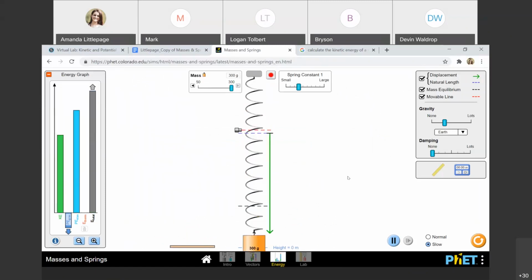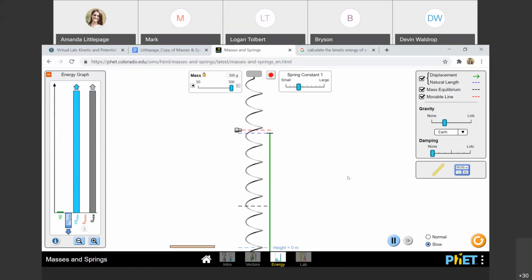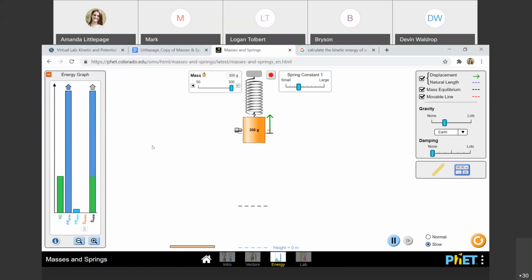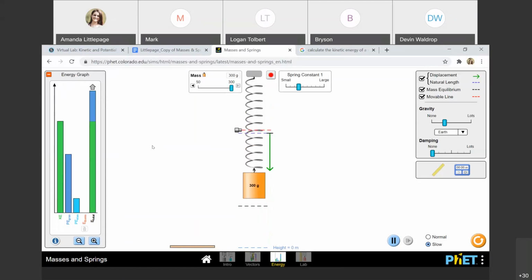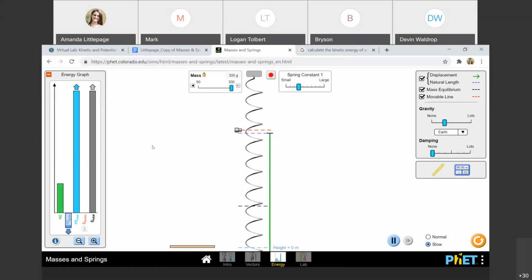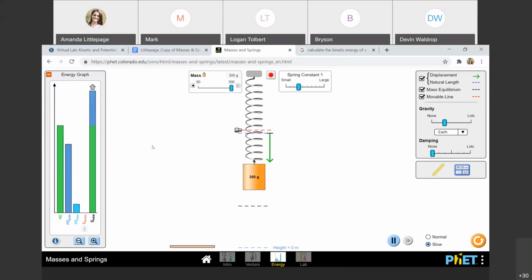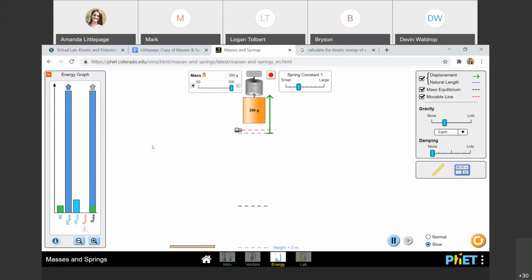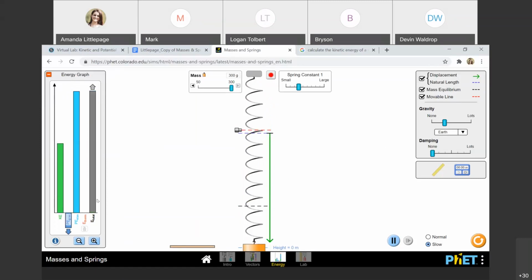So what do you notice is changing as the spring goes down and then goes back up? Look at the chart over here. You should be able to make some observations about what's happening. You can see kinetic energy in green, potential energy in blue, the total energy in the system, and you can observe what happens.